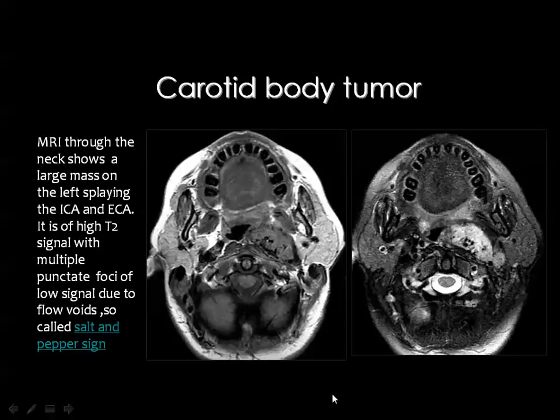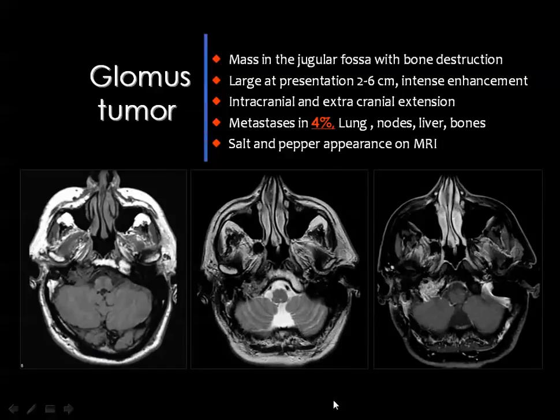enhancement. On MRI, you can see this feature, which is known as the salt and pepper sign. The salt will represent the tumor matrix, and the pepper will represent the signal void vessels within the tumor matrix. This is a very highly vascular tumor. And this is T1 weighted image, and this is T2 weighted image. You can see the bright signal and the signal void vessels within the lesion.